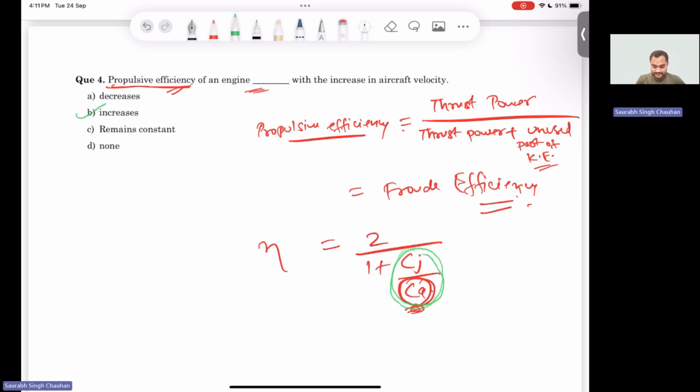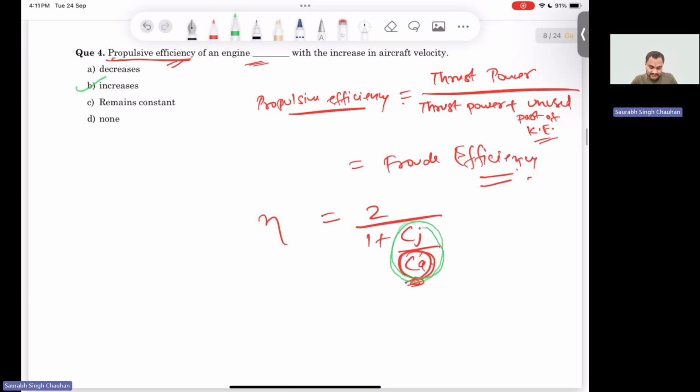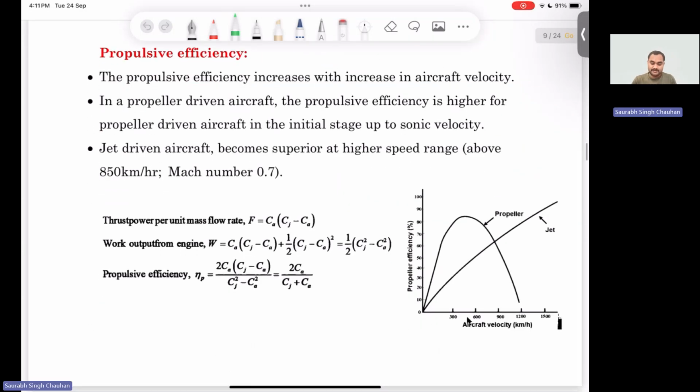We have a graph. I will show you that graph so that you can better understand, okay? So here is that graph. The x-axis shows the aircraft velocity, the y-axis shows the propeller efficiency, okay? So you can see that this propeller efficiency increases, at least initially it does increase, with the increase in aircraft velocity, okay? So here are some points: propulsive efficiency increases with the increase in aircraft velocity, okay?